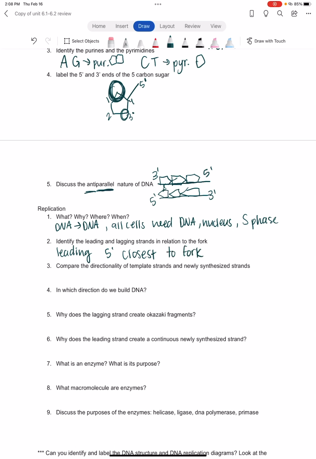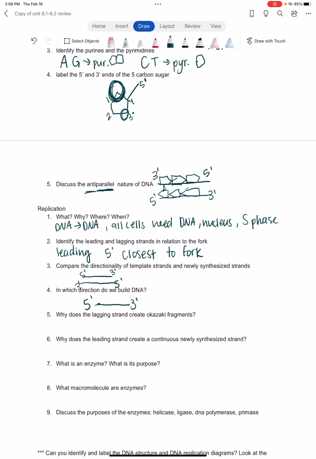Compare the directionality of template strands and newly synthesized strands. So if we have a template strand that is 5' to 3', the newly synthesized strand will be 3' to 5'. In which direction do we build DNA? So we're always building it from 5' to 3'.